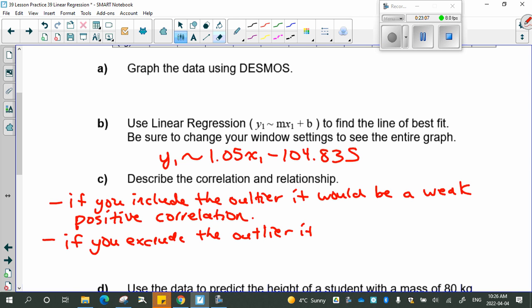And if you exclude the outlier, it is a strong positive correlation.